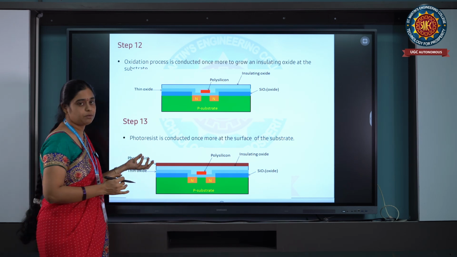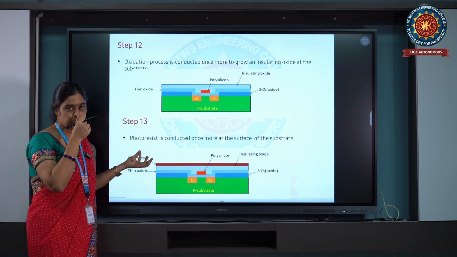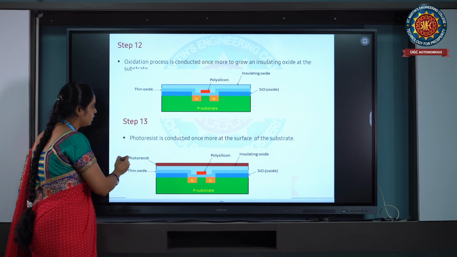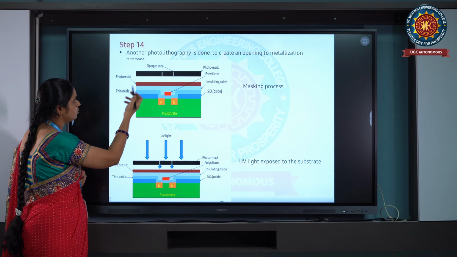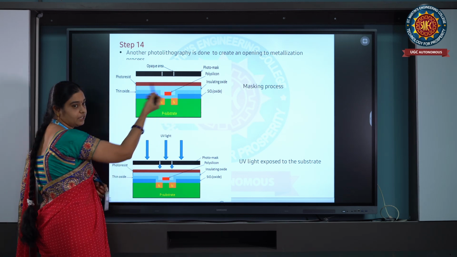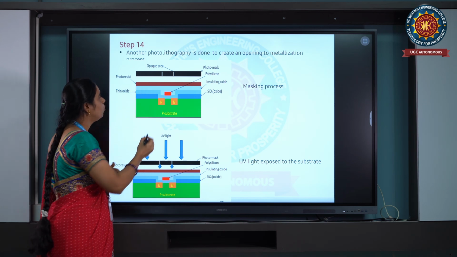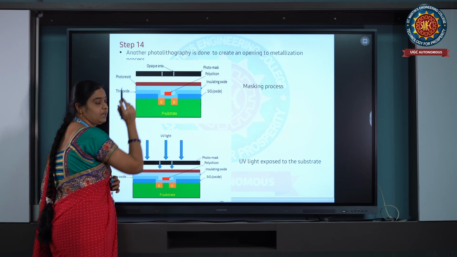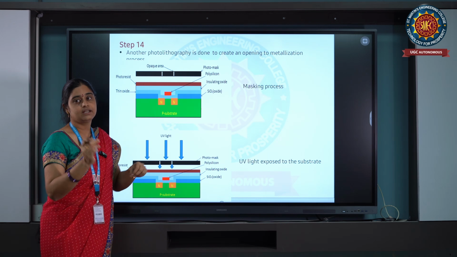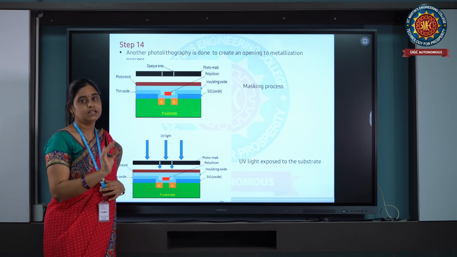For that, again we are processing the photolithography process. So what is the photolithography process? Initially, we place the photoresist layer on top of the substrate, and after the photoresist layer, we are now placing this mask. See here, this mask is different from the previous mask because we need contacts only at the drain, source and gate. So that's why we are shading all the region, and the transparent region will be only at the source, drain and gate. That's it.